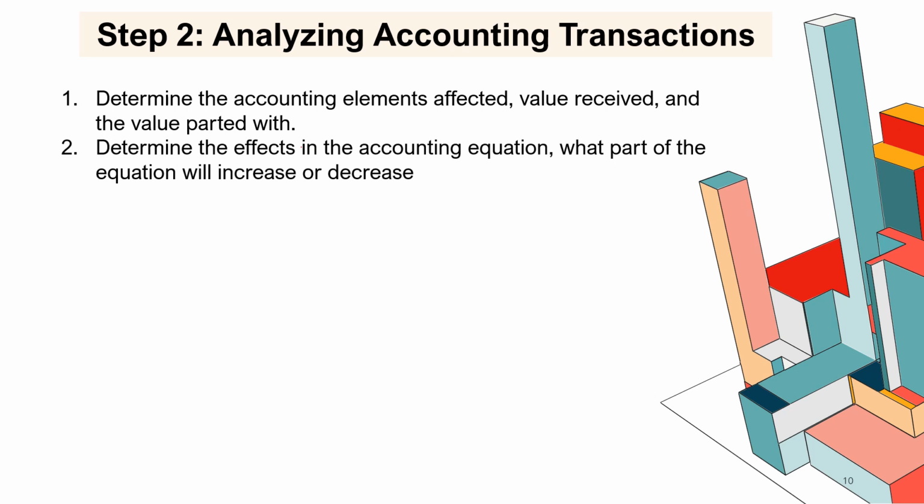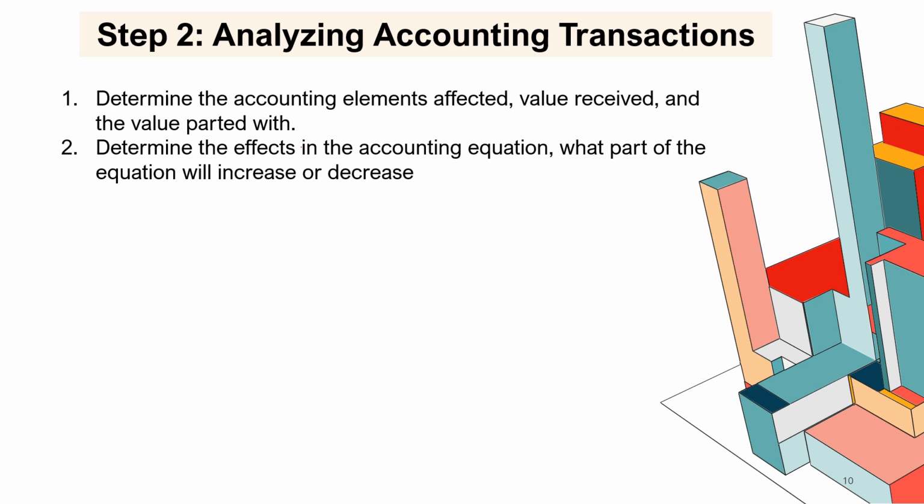Number 2, determine the effects in the accounting equation. What part of the equation will increase or decrease? We did this when we analyzed the effects of common accounting transactions in the accounting equation. Remember, we ensure that assets equal liabilities and owner's equity. Okay, if you can still remember, increase in assets could mean 3 things. It could mean decrease in another form of asset, an increase in liability, or an increase in owner's equity. So these are some of the effects of the common accounting transactions to our accounting equation.